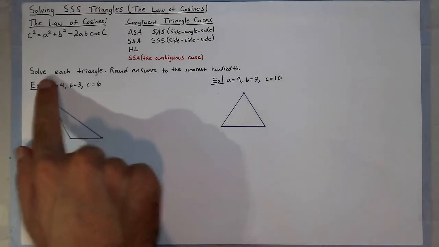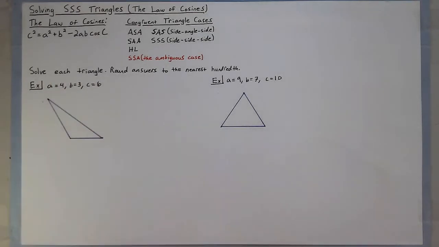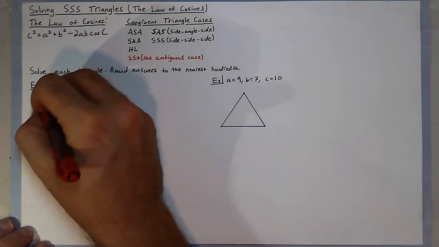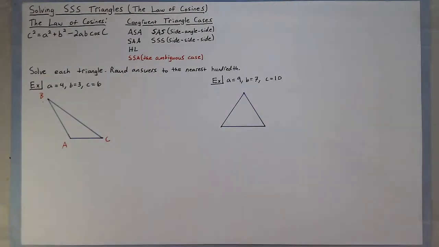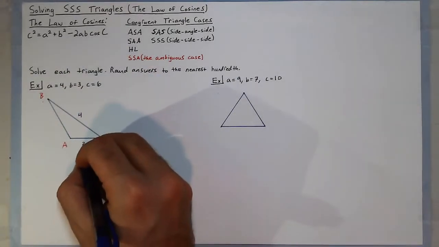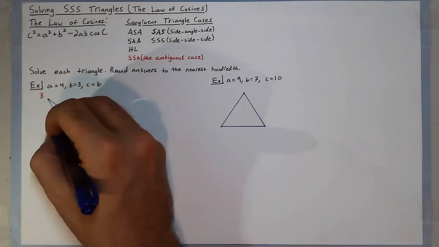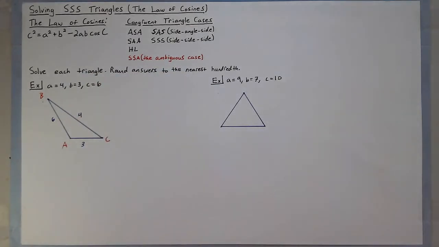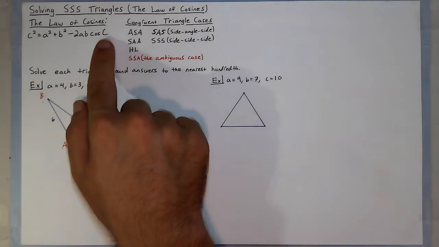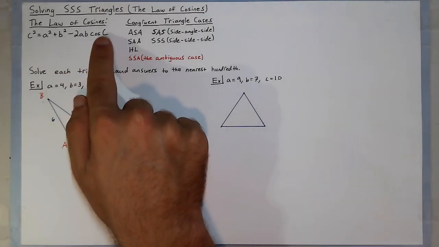So in order to solve these, I'm first going to label everything I need to. So this triangle will be triangle ABC. And I know side a is 4, side b is 3, and side c is 6. Now in order to find an angle, I'm going to need to pick an angle to start with. I'm going to be focusing on this cosine part.